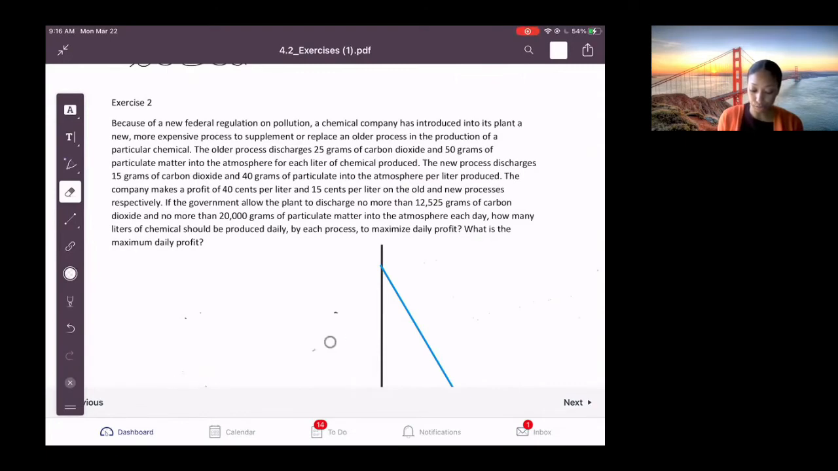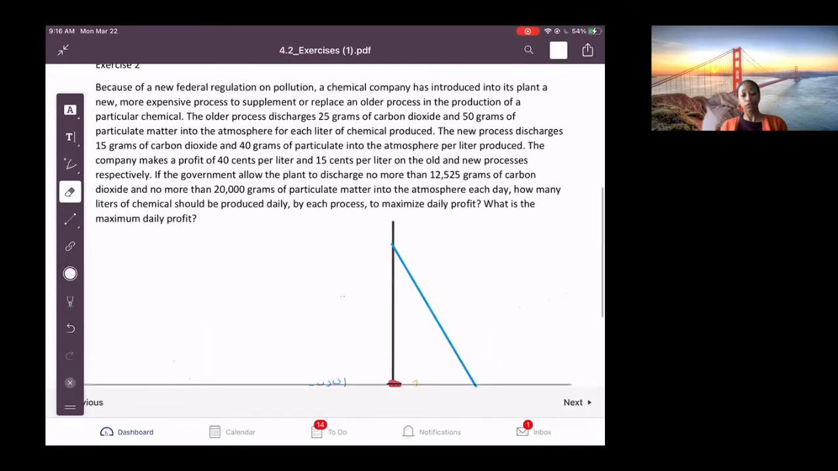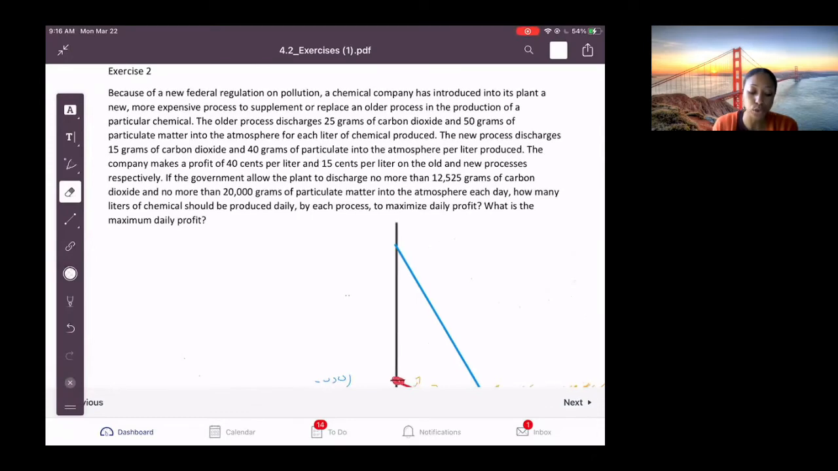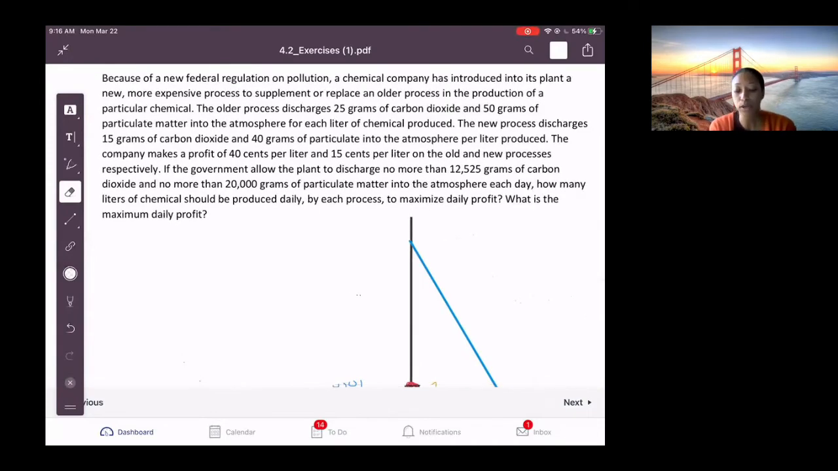In exercise 2, it says, because of a new federal regulation on pollution, a chemical company has introduced into its plant a new, more expensive process to supplement or replace an older process in the production of a particular chemical. The older process discharges 25 grams of carbon dioxide and 50 grams of particulate matter into the atmosphere for each liter of the chemical that's produced. The new process discharges 15 grams of carbon dioxide and 40 grams of particulate into the atmosphere per liter produced.